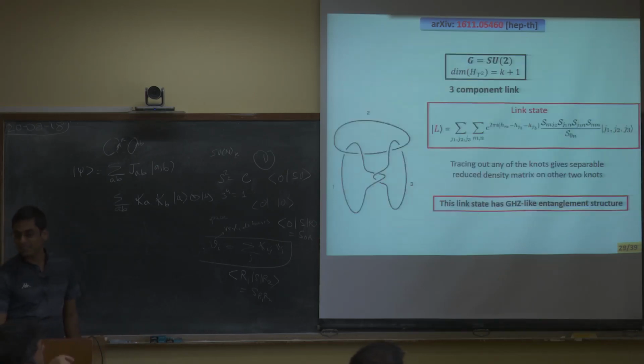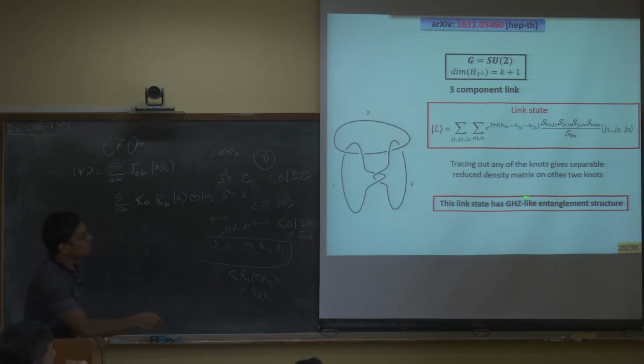So this is done. Now we have some results for 3-component links. This is a 3-component link, and if we compute the entanglement entropy for this case, we find that tracing out any of the knots in this link gives a separable reduced density matrix on the other two knots. So this link is an example of a GHZ-like state.